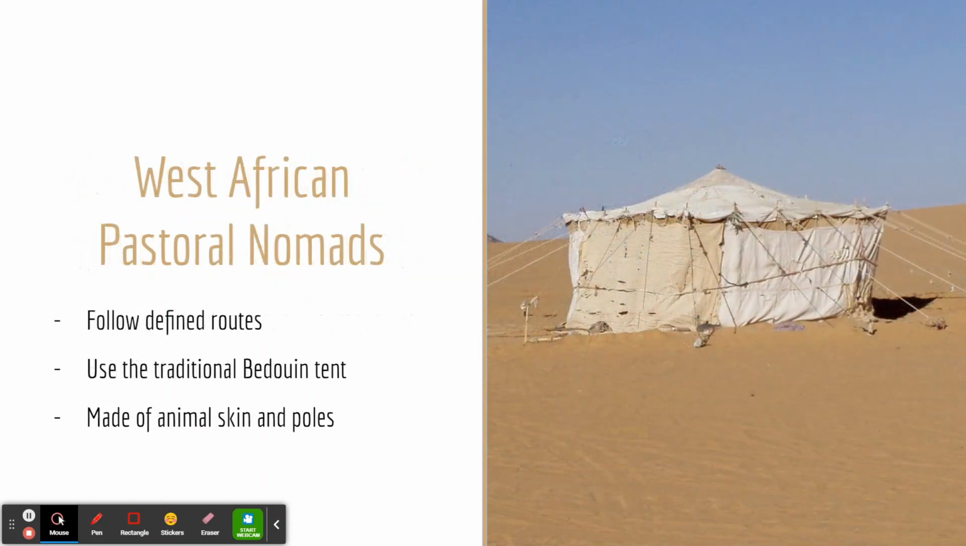West African pastoral nomad. They follow defined routes and they use the traditional Bedouin tent made of animal skins and poles. On the right, here is an image of the traditional Bedouin tent that West African pastoral nomads lived in.